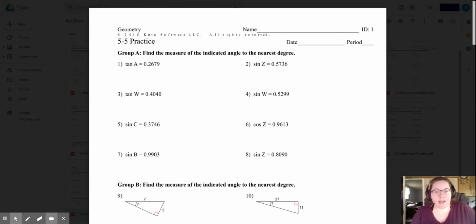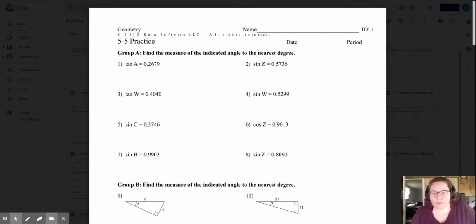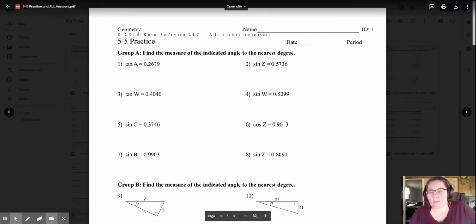So their instructions tell us to find the measure of the indicated angle, which remember, that's always what comes after your trig function. So in this case, it would be A. In this case, it would be W. Remember, it's always sine, tangent, cosine of your angle. That's how you write the equations. So our angle in this case would be A. We're trying to figure out what A is.